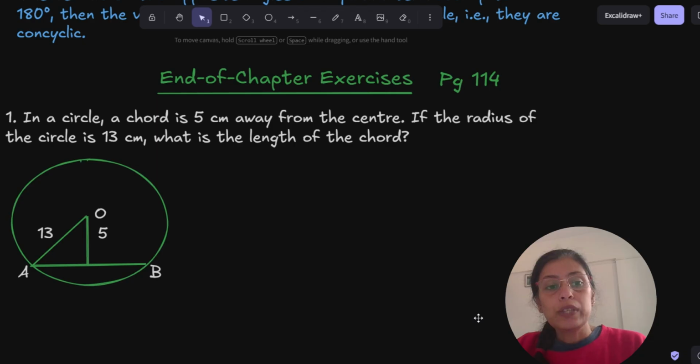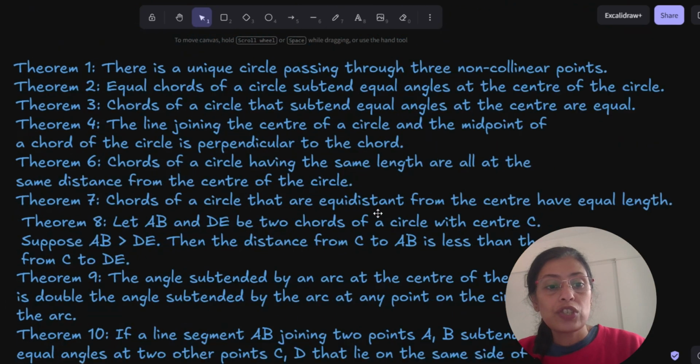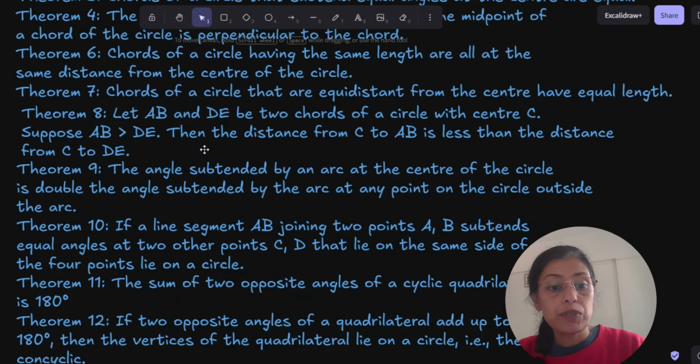So we'll start with the end of chapter exercise, which is on page 114 of your NCERT maths book, Ganita Manjari. Before we start the questions in this exercise, we will first revise all the theorems that we had done in the earlier videos, right? Just to refresh, I have listed down all the 12 theorems that were there in this chapter.